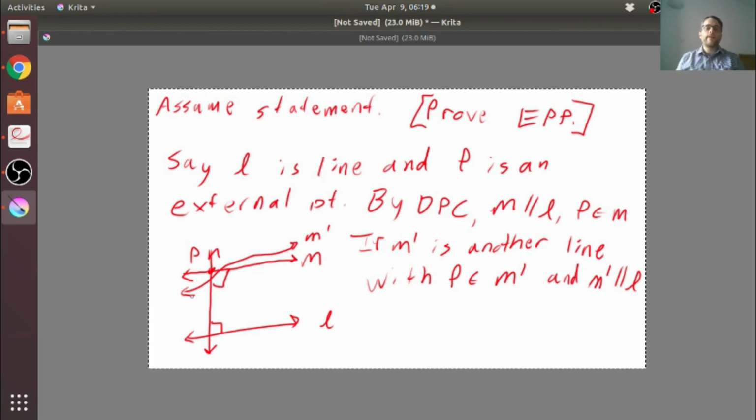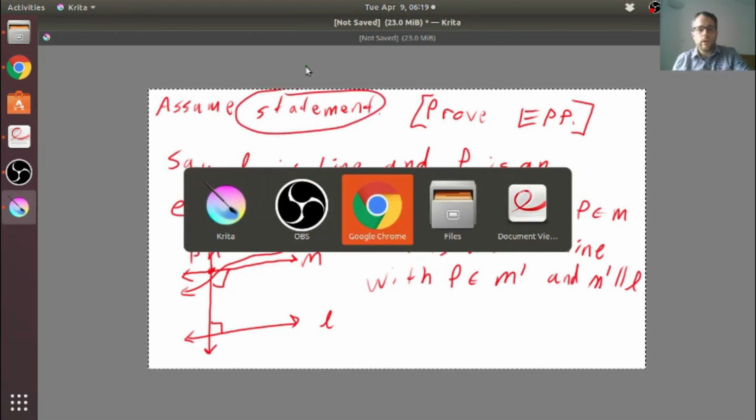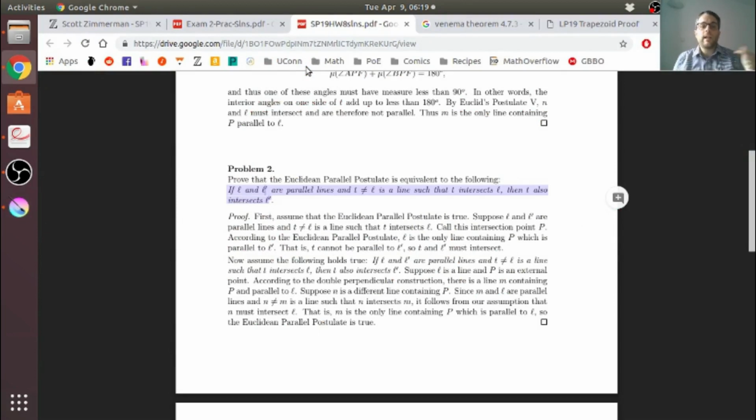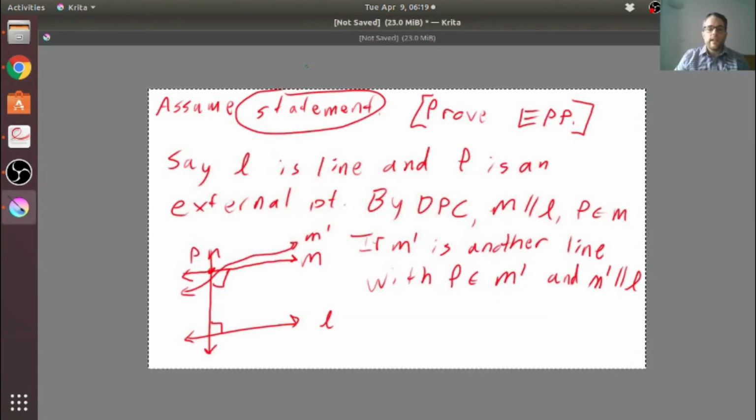Well, what do we have? I need to show that this can't happen. Well, somewhere along the way, I have to use this statement that I've assumed, right? Somewhere along the way, I have to use the fact that if L and L prime are parallel lines, T is different than L, and T intersects L, then T also intersects L prime. Well, let me just use that statement.